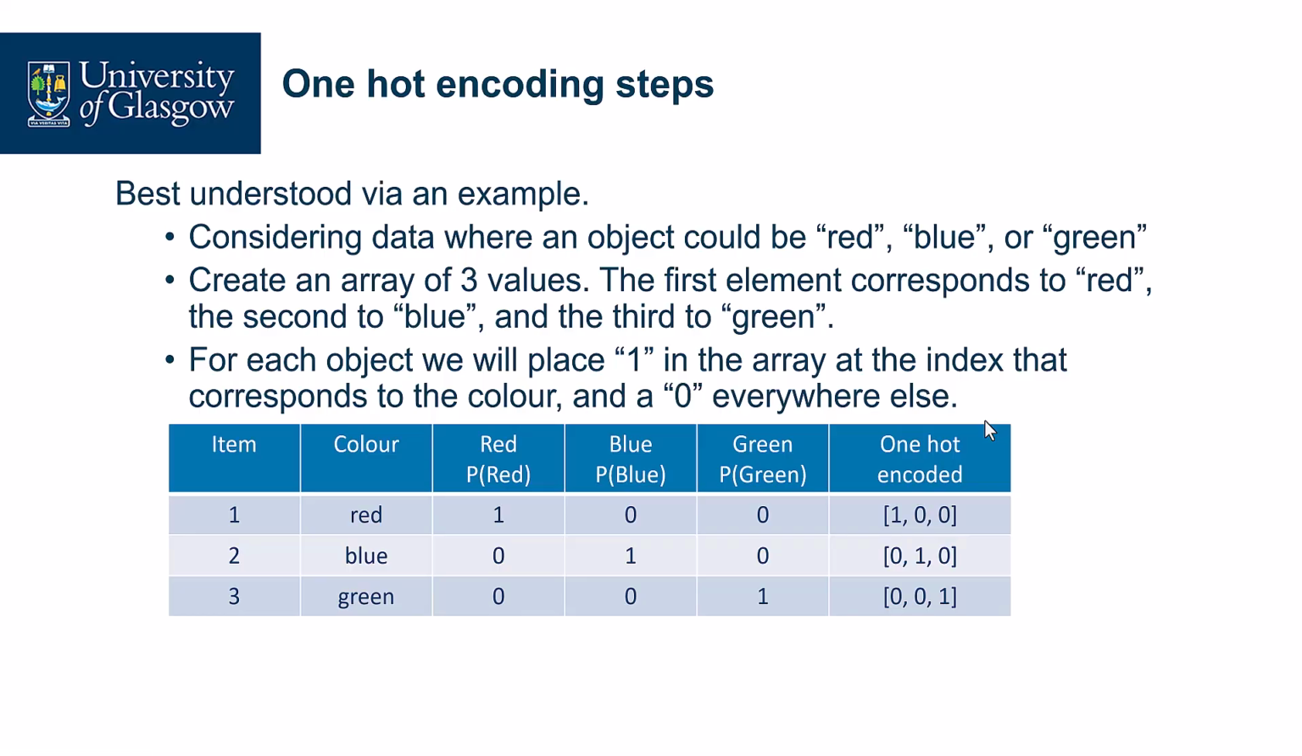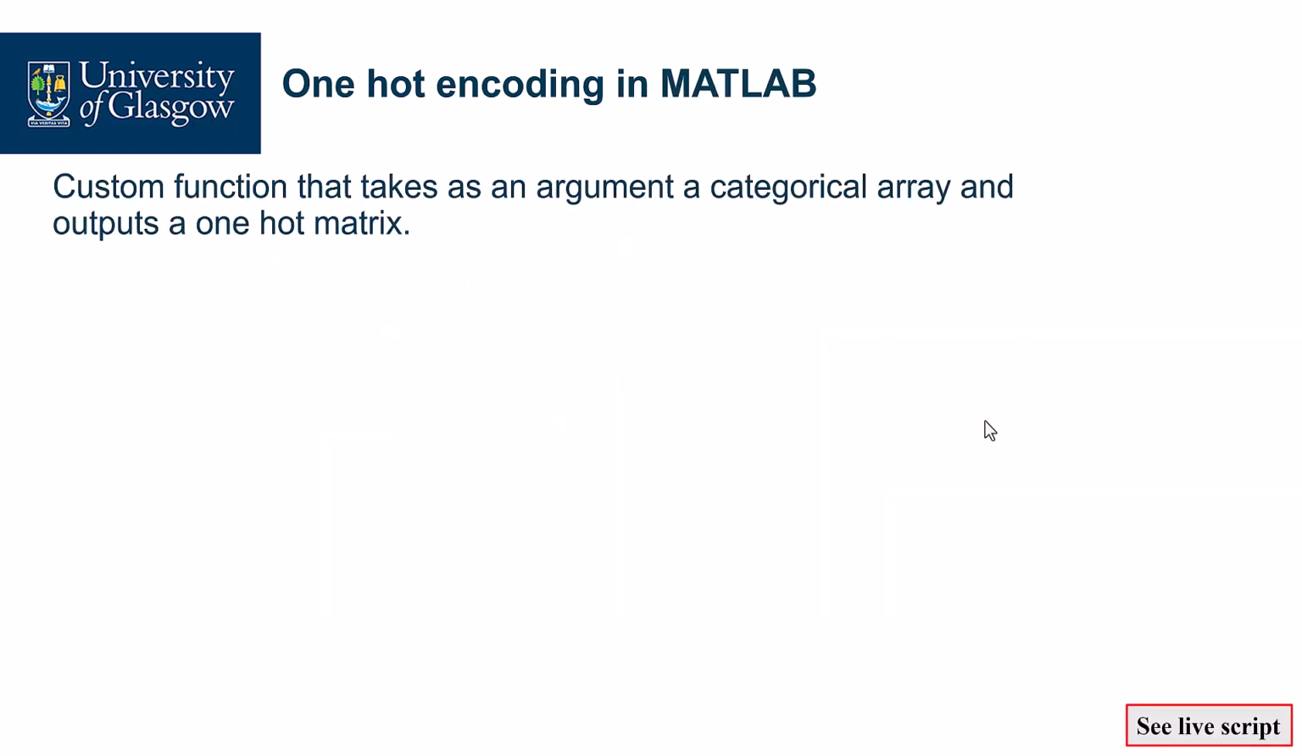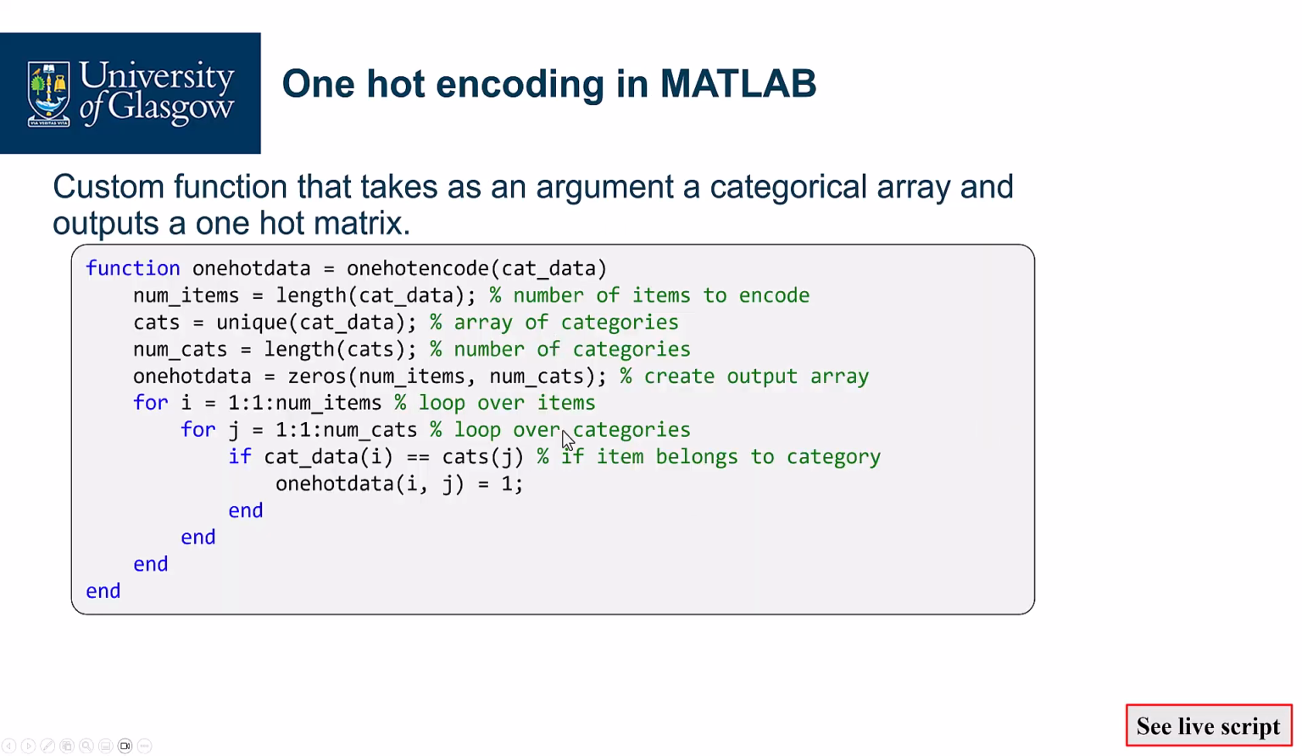Right. So how do we do one-hot encoding in MATLAB? Here I first write a custom function. We call it one-hot encode, category underscore data. Now this is for your homework. You can read this program and see how it works, right?